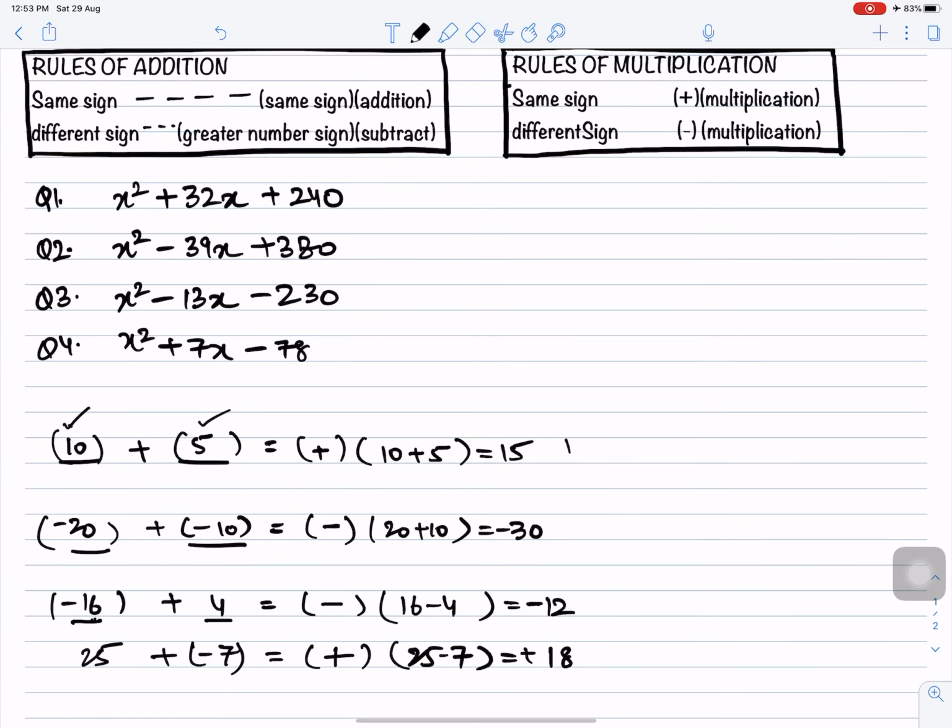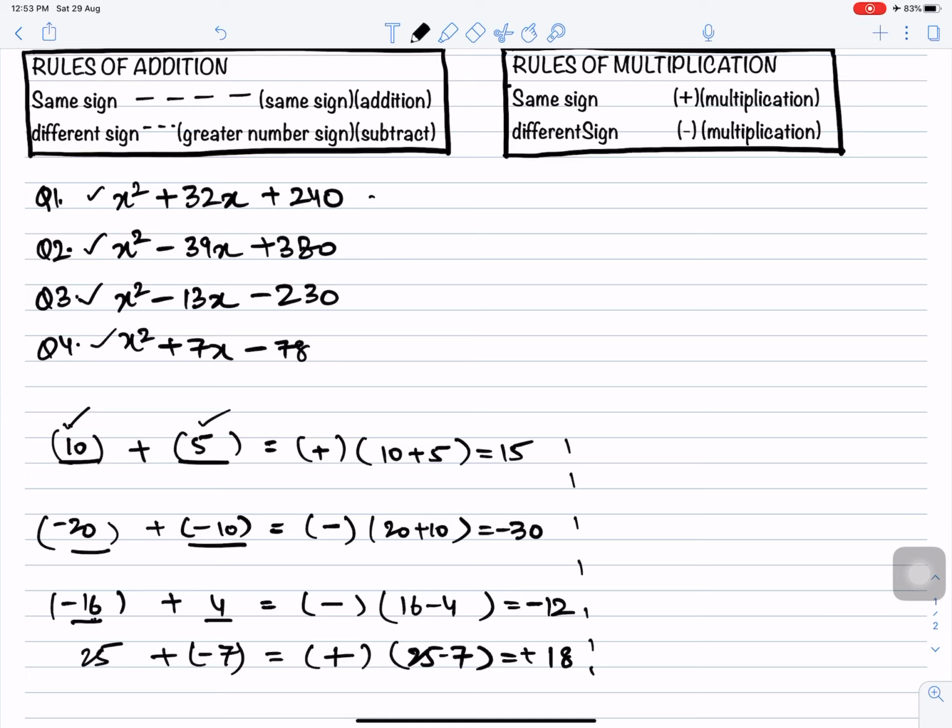So this is how I will follow the rules of addition. You have to take care of these points, then only you can solve such sort of questions. Because we have to follow the rules of integers to solve these factorization questions.